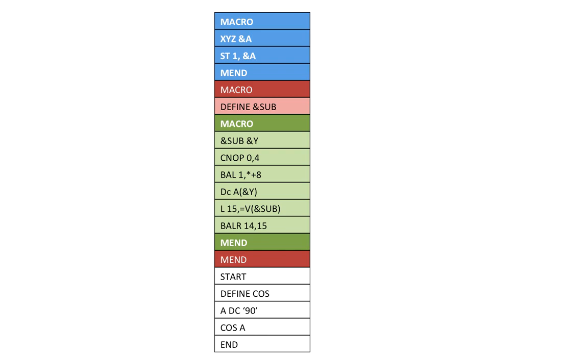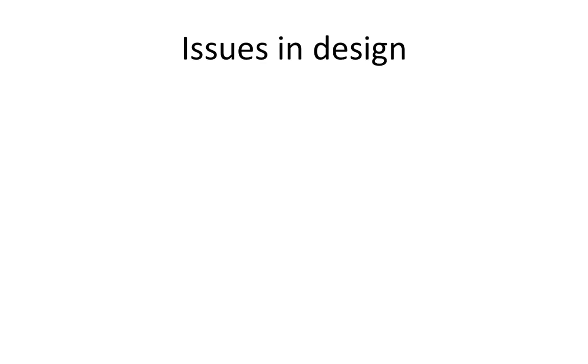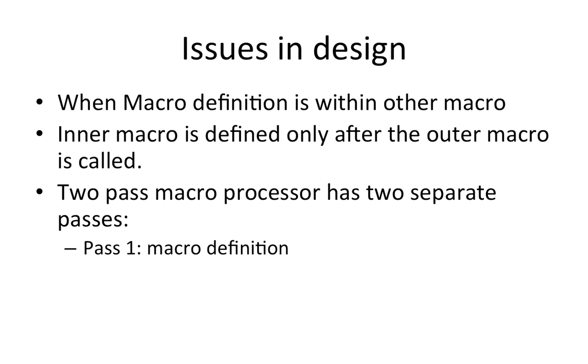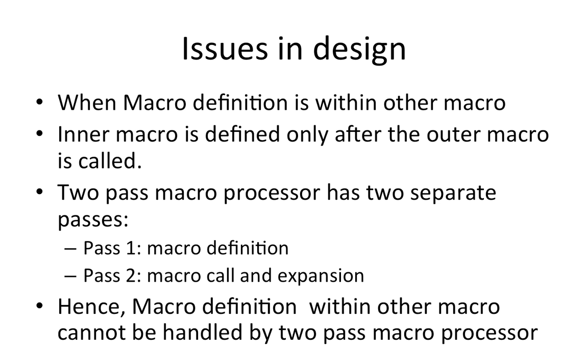Now we'll be discussing the need for a single pass macro processor. Till now we have discussed the two pass macro processor. When a macro definition is within another macro, the inner macro is defined only after the outer macro is called. However, a two pass macro processor has two separate passes, the first pass for definition and the second pass for call and expansion. These two passes are separated.